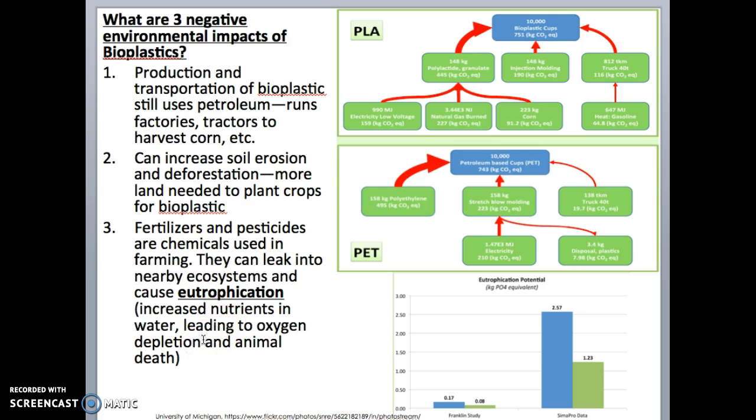And this graph here from the same University of Michigan study actually compares and shows the potential of eutrophication of PLA versus PET. And again, PLA, which is in blue, has a significantly larger potential of eutrophication than PET.